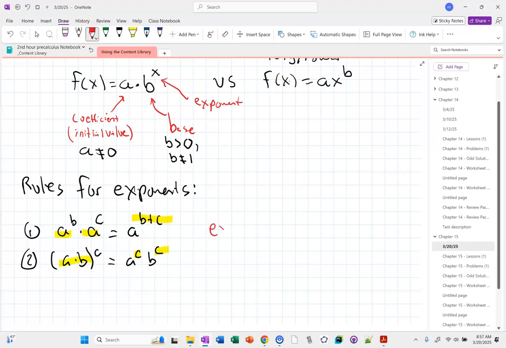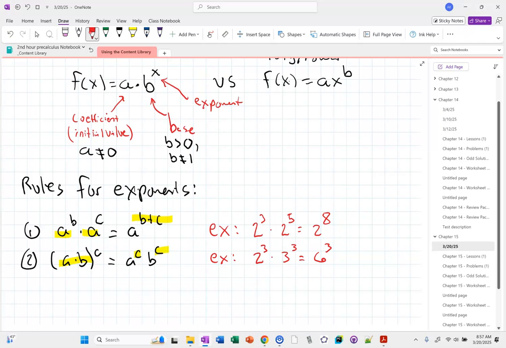So for example, if I have like 2 to the 3rd times 2 to the 5th, that can just become 2 to the 8th. Or if I have 2 to the 3rd times 3 to the 3rd, that can just become 6 to the 3rd. So when the exponents are the same, you can multiply the bases. That changes. When the bases are the same, we can add the exponents, but the base stays.